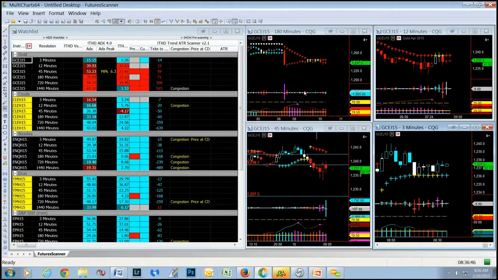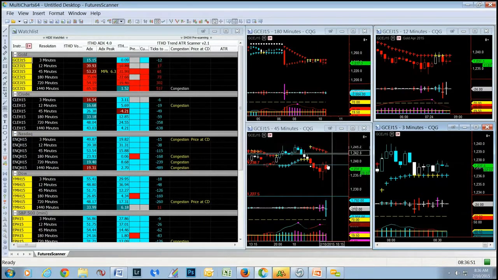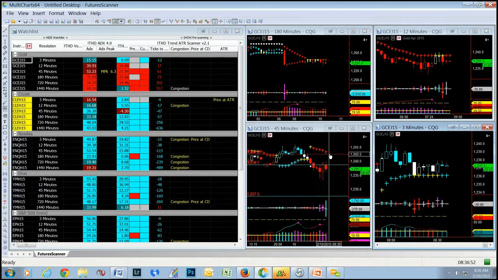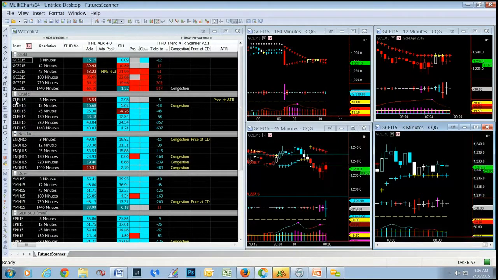The way that I see it on gold right now, I would just take a wait and see approach, because there's potential for this not to retrace. Okay, let's go look at crude.